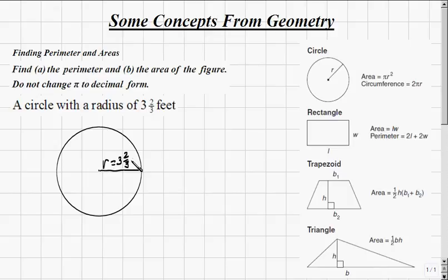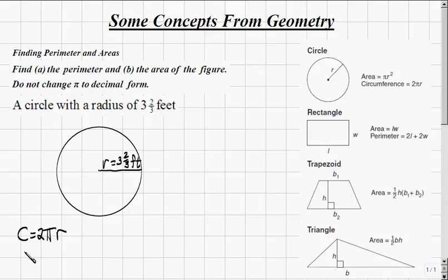Let's find the perimeter and the area. Well, actually, perimeter in a circle is called the circumference. That measures the length going around the circle. And its formula is 2 times pi times the radius. So we'll write the formula down. C equals 2 times pi times the radius. And we'll leave our answer with pi instead of converting it to a decimal.